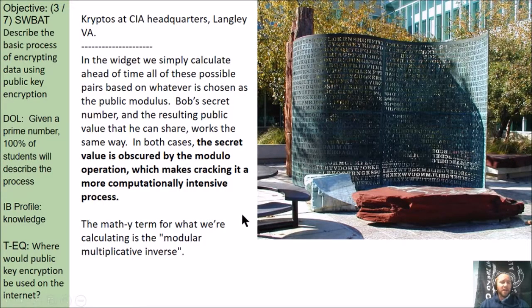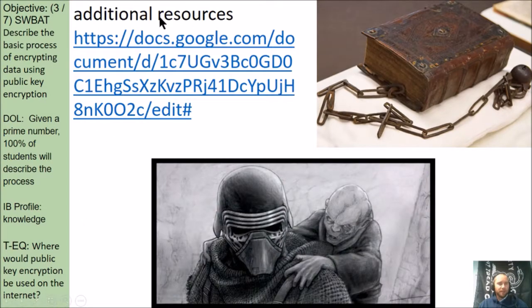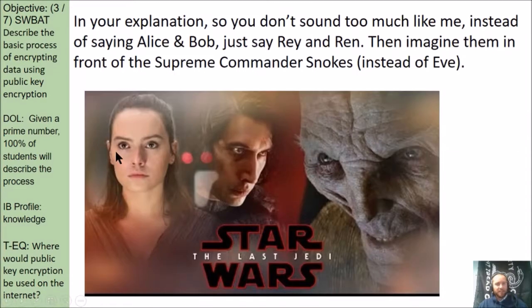Now, I'm running out of time in this lesson, but just to cover a couple interesting codes out there. This Kryptos at CIA headquarters, if you can break this code right here, you might get NSA or CIA interest going for you. So if you need additional resources, you can go to this Google document. They break things down similar to how I did with the equation stuff.